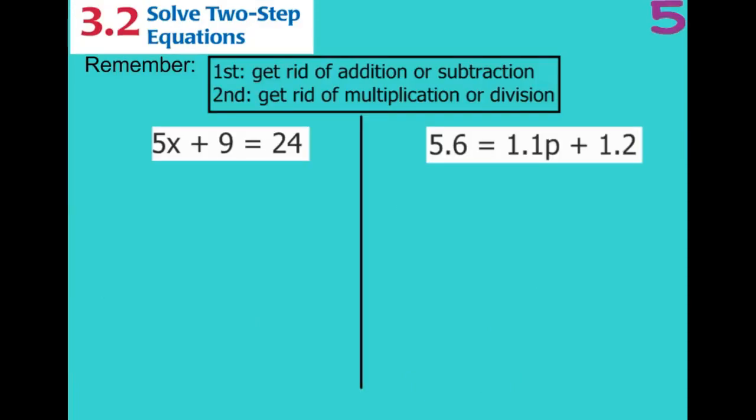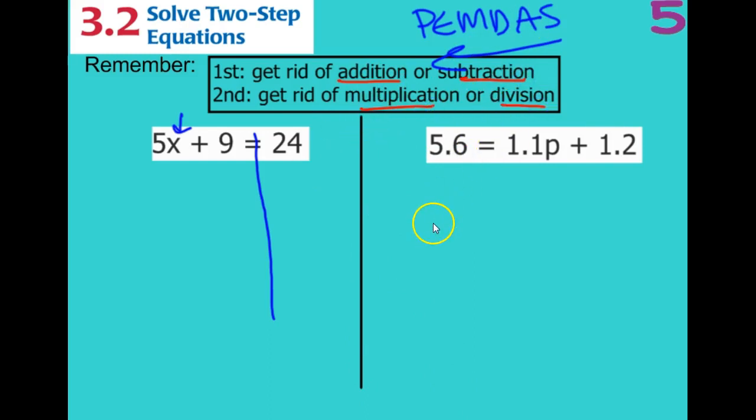Now we're moving on to two-step equations. Same thing as one-step equation. We're still going to set it up the same. Draw your line. We're trying to get x all by itself. We're really doing the order of operations backwards. We're going this way. So first we need to get rid of that addition or subtraction, then multiplication and division.